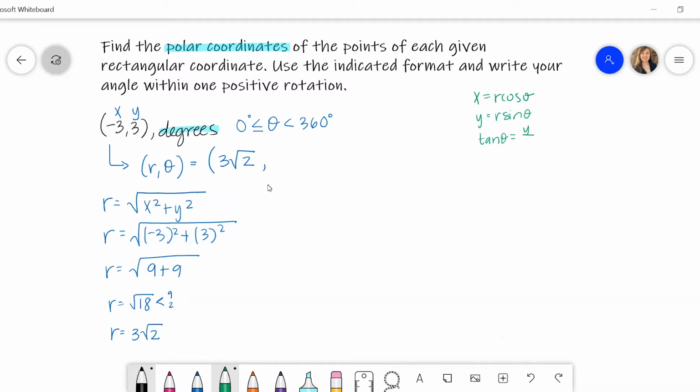And I sort of wrote an r there. That should be an x. And usually this is the identity that we use. So we start off with tangent theta is equal to y over x, and we plug in. I don't know theta at the moment, but I do know y, that's 3, and I do know x, that's -3. So I'm looking at tangent theta is -1, or theta is tangent inverse of -1, right?